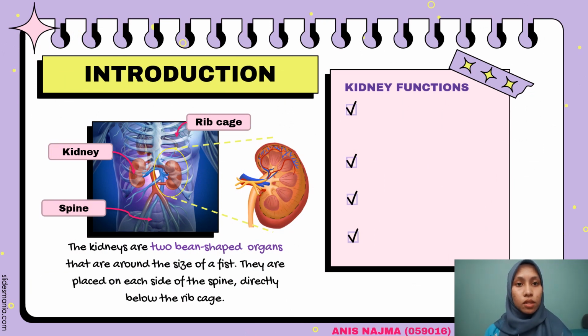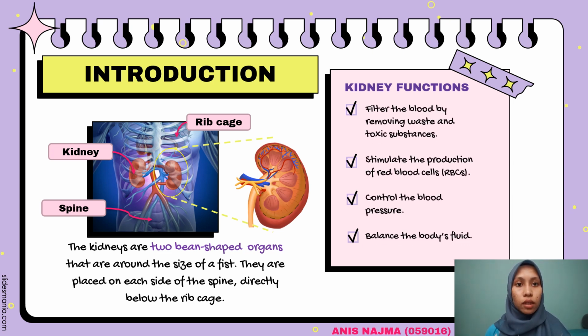First of all, let me start by briefly explaining the background of our presentation. Our kidney is one of the hardworking organs in the body. The kidneys are two bean-shaped organs that are around the size of a fist. They are placed on each side of our spine, directly below the ribcage, where they carry numerous functions including filtering the blood and removing unwanted and toxic substances into the urine. Apart from that, it also helps the body to stimulate production of red blood cells, control the blood pressure, and balance the body's fluid.